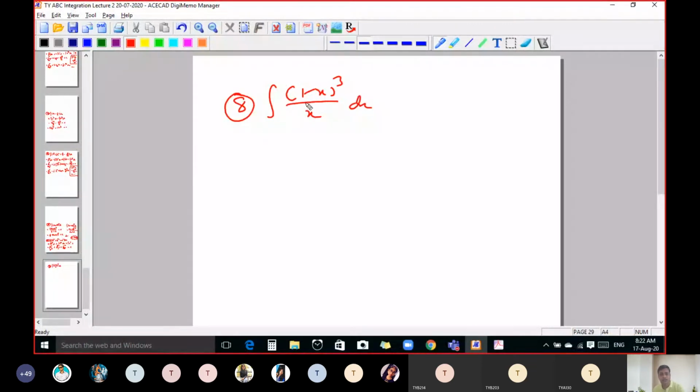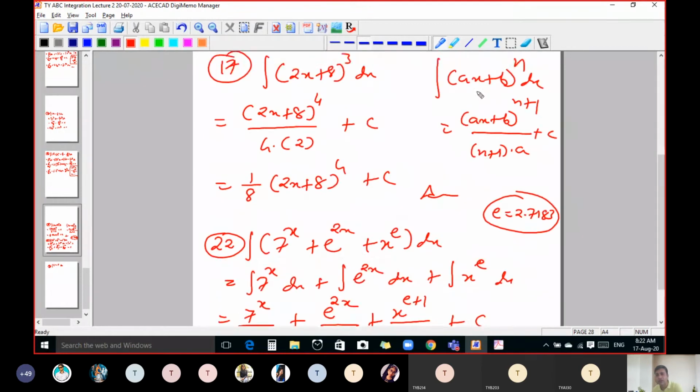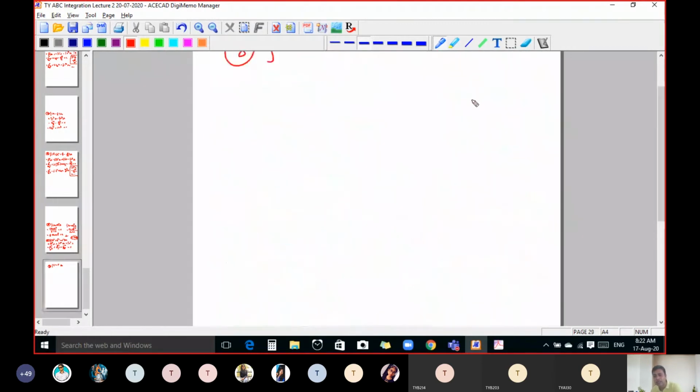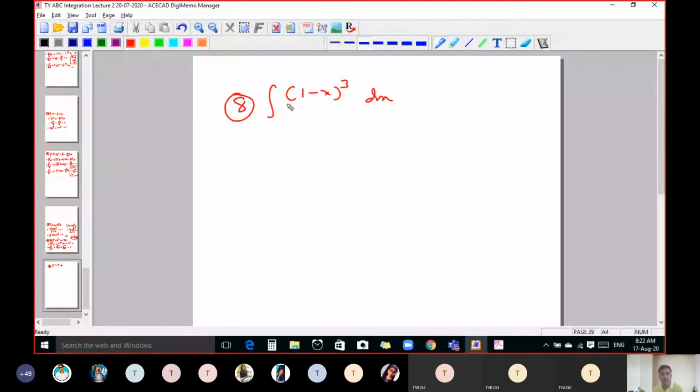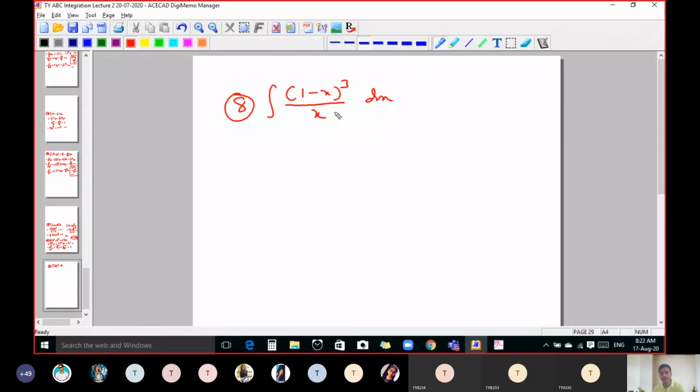Now see this (1 minus x) the whole cube. If this is the only question, then you can use the rule (ax plus b) raised to n, this rule. But here it is not only this part, divided by x is there. So in that situation, we don't have any result.